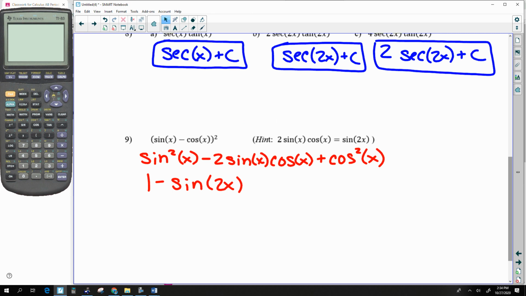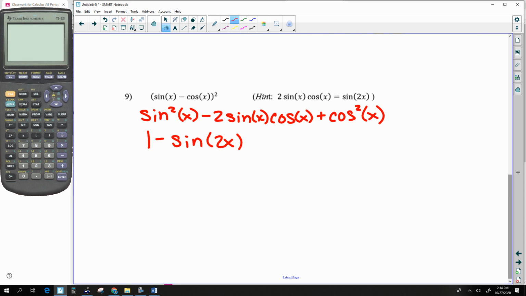Okay, so this is what I have right now. And so the antiderivative of that: this goes to x. Sine goes to negative cosine, so that's going to be a positive cosine 2x. The derivative of this is going to create an unwanted 2, so I have to put a 1/2. So when that 2 does come out, it gets eliminated.